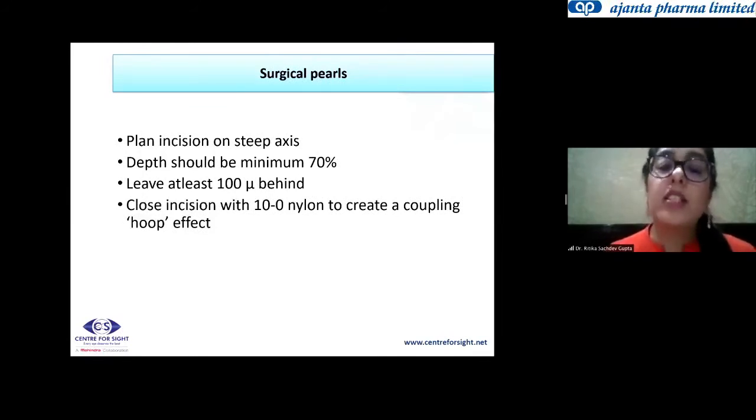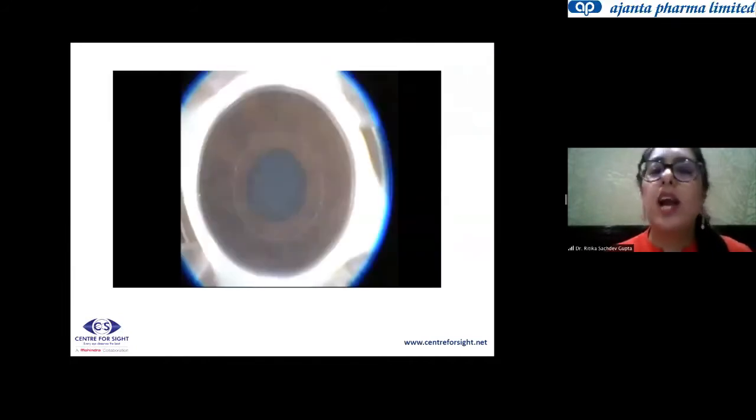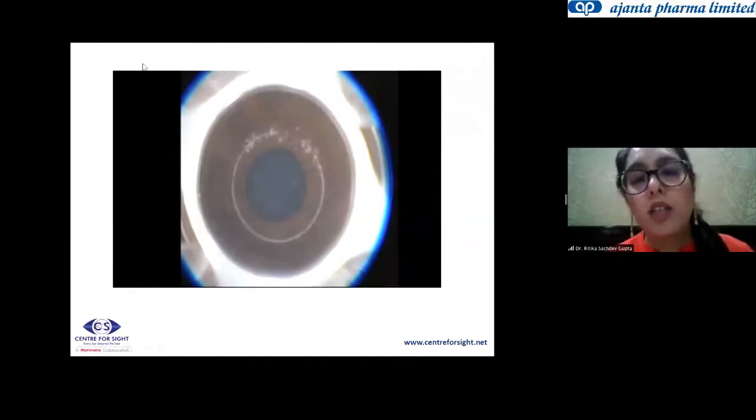The steep axis is determined by both the refraction and the topography. Remember, you're trying to treat a function, that is, you're trying to treat the vision and the refraction, and therefore the axis of the refraction overrules the axis of the topography if the refraction is reasonably accurate. You must leave about 100 microns behind the ICRS and try and suture the incision because it only enhances the effect of the ICRS. The ICRS can be implanted manually.